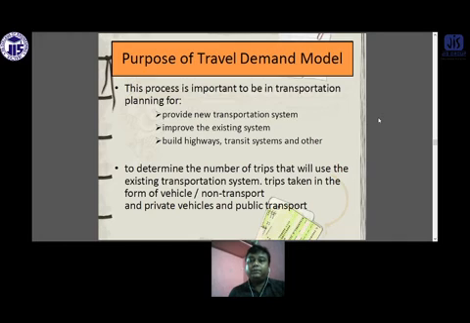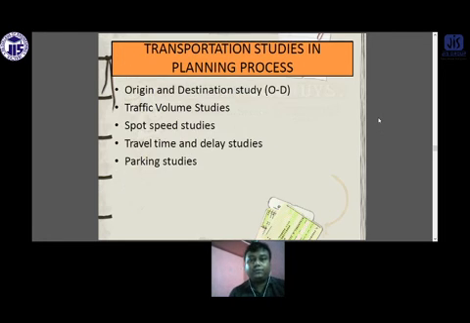So the purpose of the travel demand model is important to transportation planning: to provide a new transportation system, improve the existing system, and build highways and transit systems and others. It determines the number of trips that will use the existing transportation system, trips taken in the form of vehicle, non-motorized transport, private vehicles and public transport.